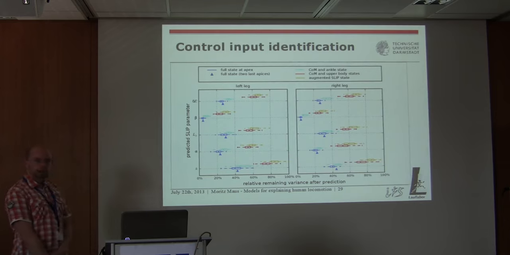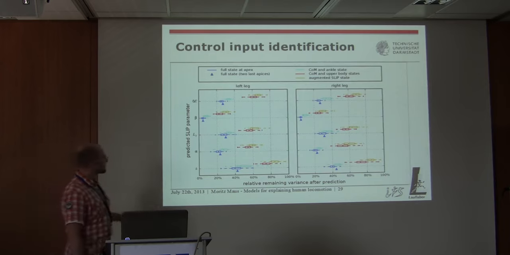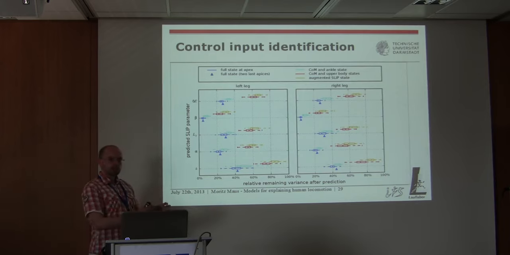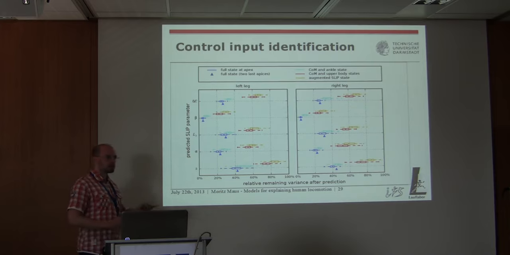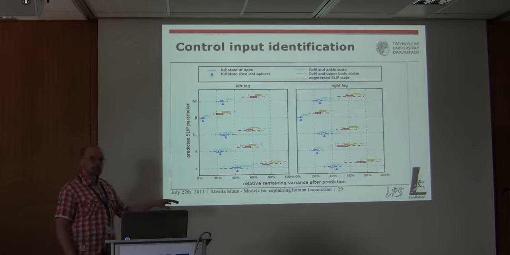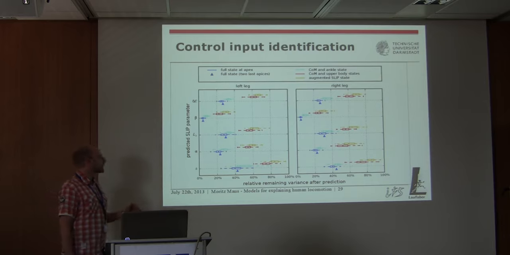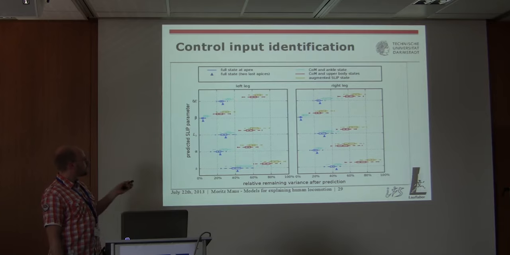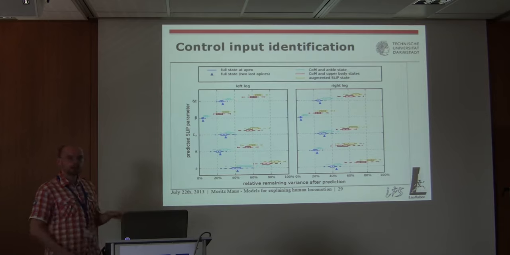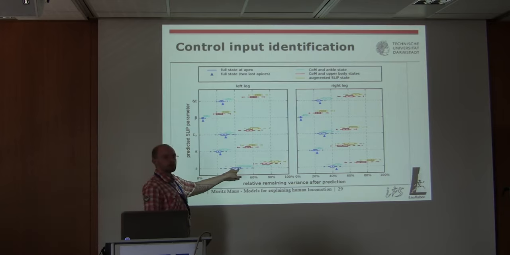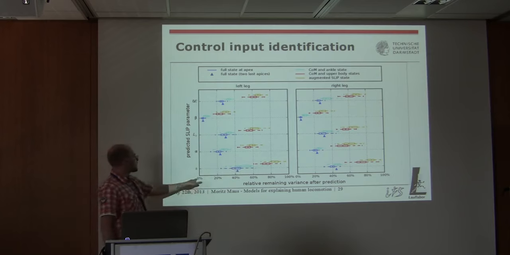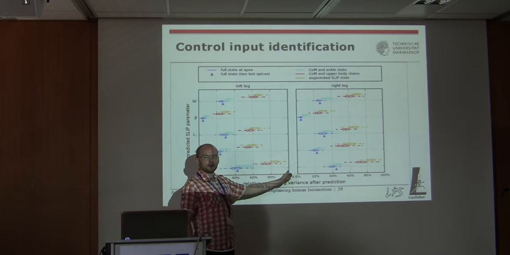So here we make our prediction test again. We predict our SLIP parameters, compare them with the true values in the experiment, and see how much our variance is reduced by the prediction. This is data for all six subjects; for individual subjects, these confidence intervals are much smaller. This is because there is a high variation between different subjects. And smaller is better. So if it would be here, we could predict the parameter completely. And if it would be here, we cannot predict the parameter at all.